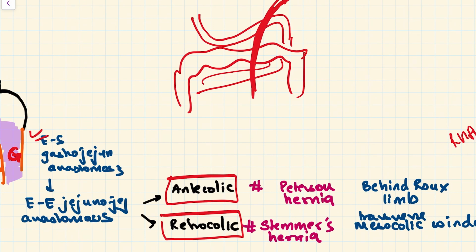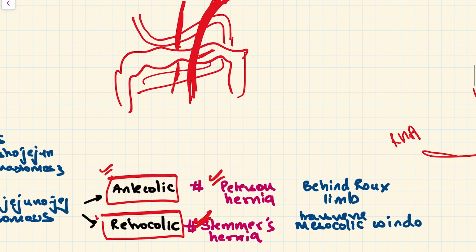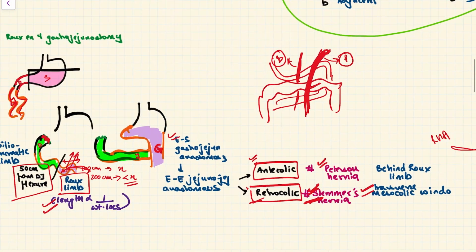Now this can either pass in front of the transverse colon, which is called antecolic, or we can make it pass behind it, which is called the retrocolic limb, okay. The problem is that with antecolic limb there is a chance of Peterson hernia, that is between the transverse colon and the limb, and with retrocolic there is a chance of Stemmer's hernia, because it goes through the transverse mesocolic window. So here we will have Stemmer's and here we will have Peterson. R and S come together, so retrocolic Stemmer's hernia, just remember that.